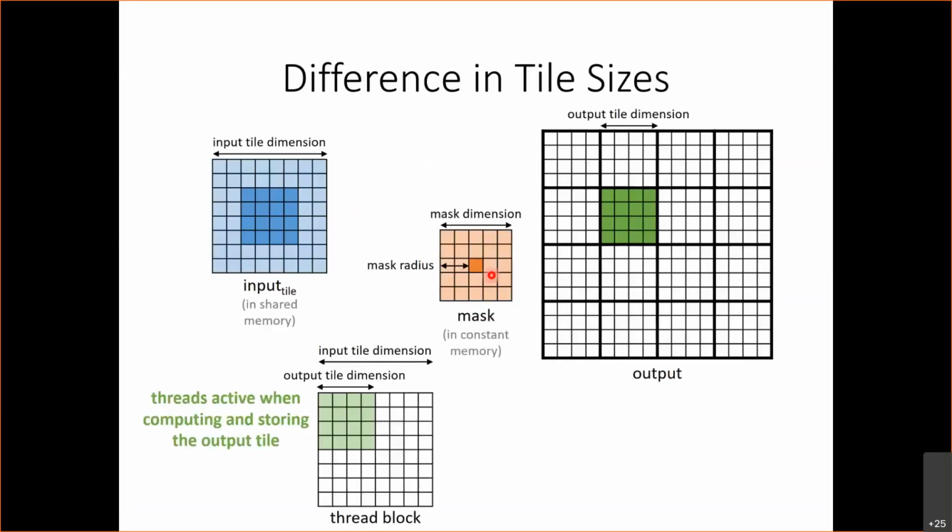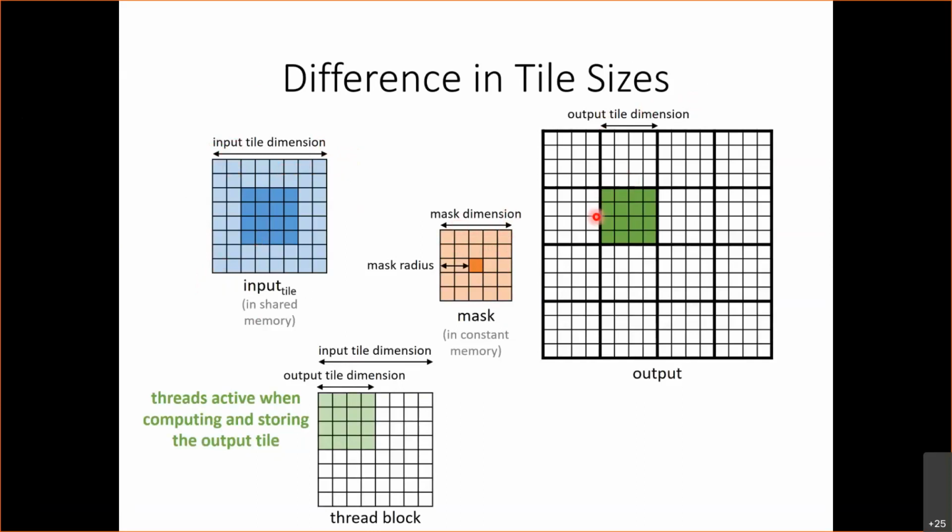So here with tiling, every thread block is going to load how much global memory? Well, it's going to do input tile dimension times input tile dimension. And we said that the input tile is going to be the output tile plus 2 times the mask radius.